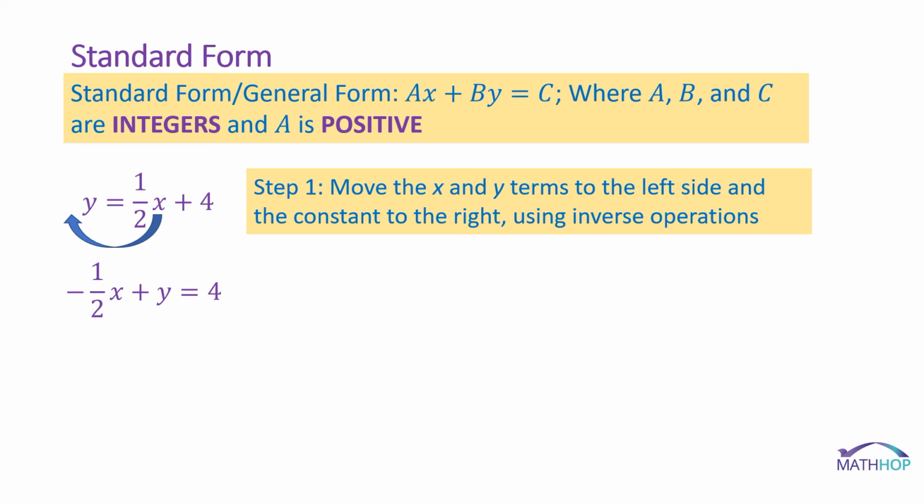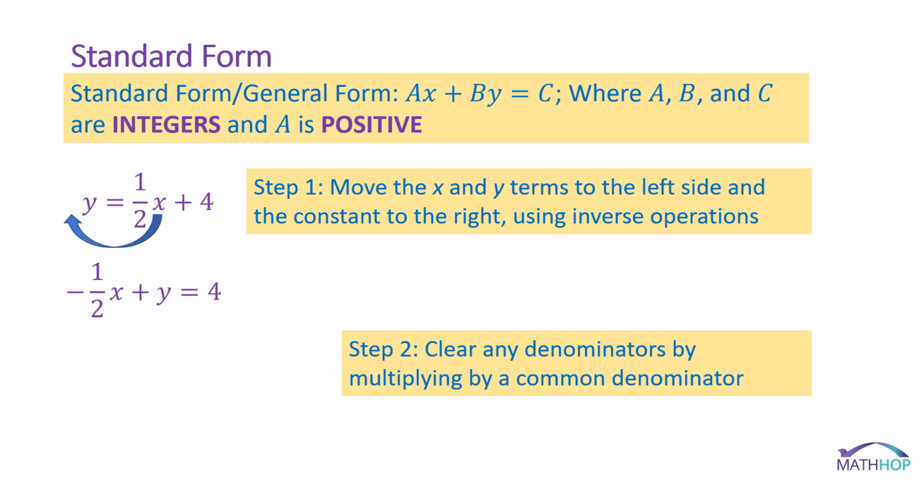Okay, next step. Remember, a, b, and c have to be integers. We have to clear any denominators. There are no denominators allowed in this form, so we clear them by multiplying by a common denominator. Your teacher or your textbook may say the least common denominator. Just multiply by a common denominator. It does not matter. You may have to simplify in the end, but that's okay. Let's multiply by 2 because 2 is the lowest common denominator we want to use.